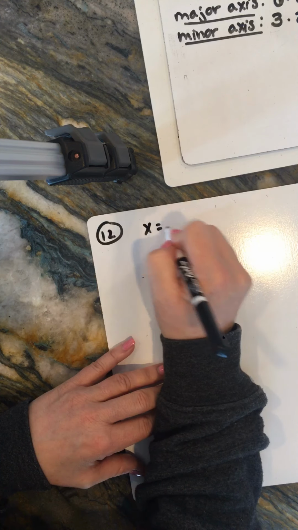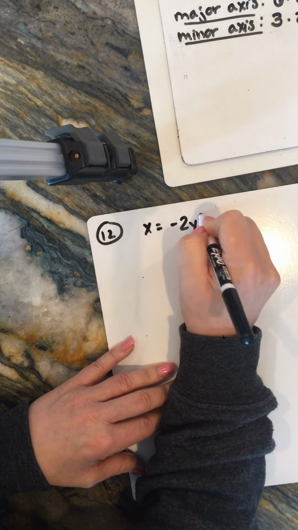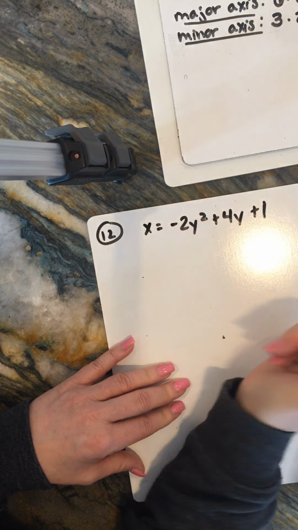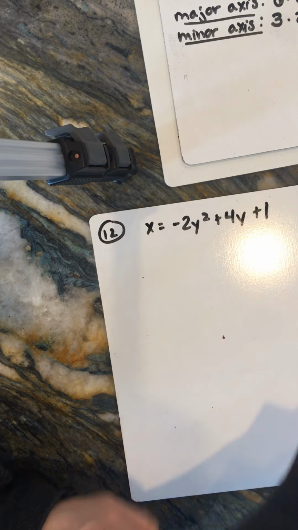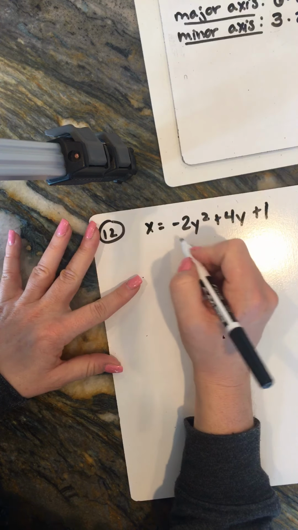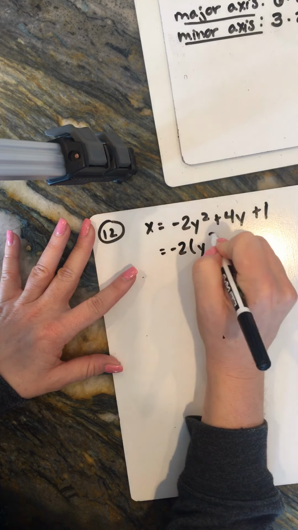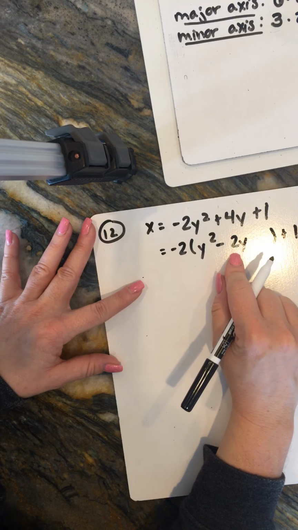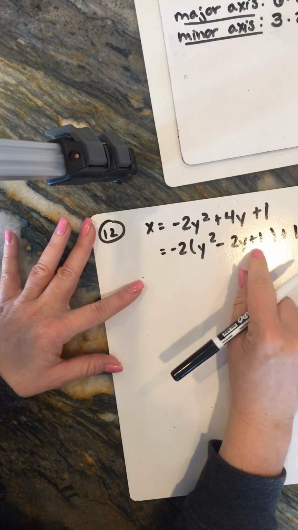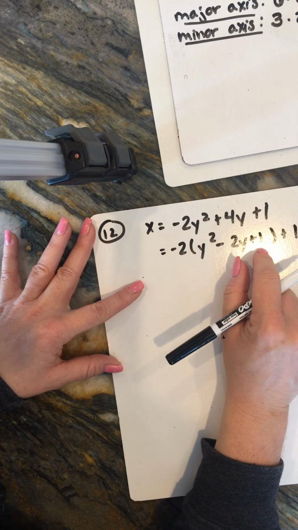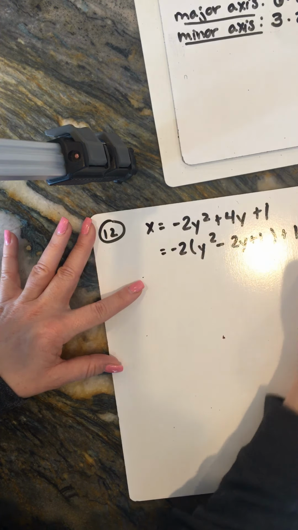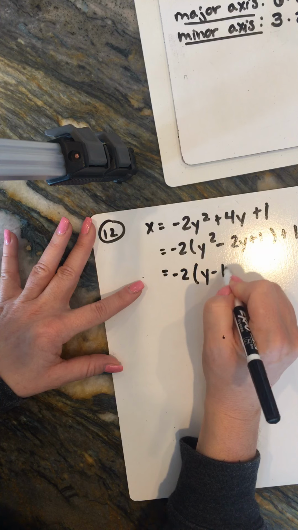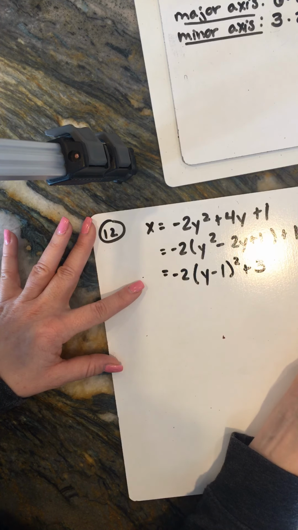All right, we've got x equals negative 2y squared plus 4y plus 1. And again, we're going to need to complete the square so that we know where the vertex is located. First, let's factor out the negative 2. So y squared minus 2y plus 1. Divide by 2, squared is 1, but it's not really a 1 because of the distributive property. It's actually a negative 2, so we have to add 2 out here. So negative 2, let's factor this now, y minus 1 quantity squared plus 3.